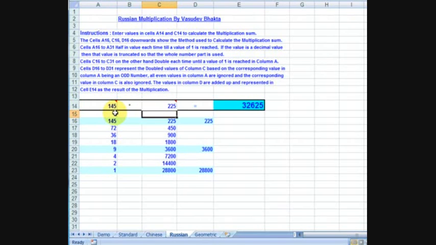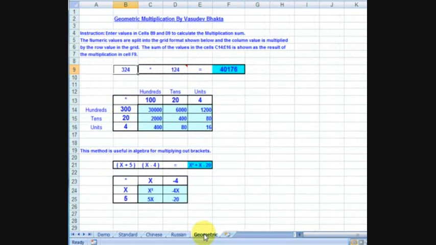So 145 multiplied by 225. Larger example. We're only taking these odd number values, 145, 9 here and a 1 there. Bringing these values out, add these together, and we get a value of 32,625. Straightforward. You halve the left hand column, you double the right hand column each time.